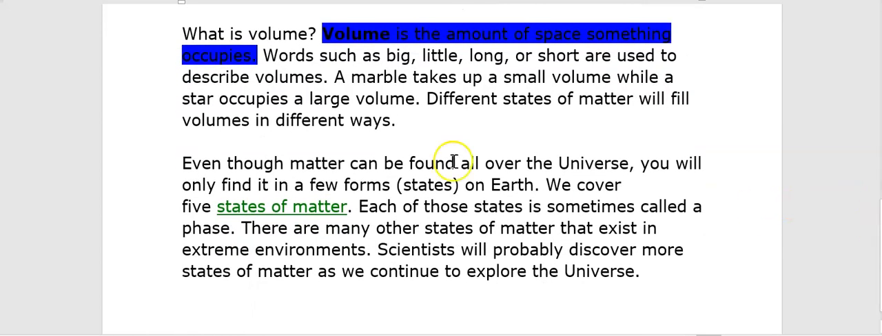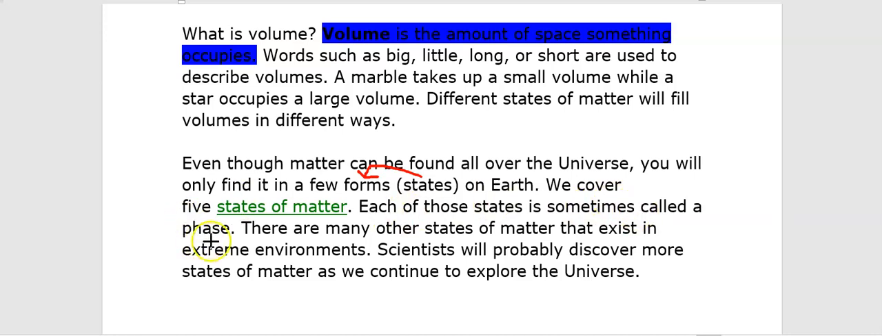The last paragraph starts out in another direction. Even though matter can be found all over the universe, you will only find it in a few forms called states on Earth. No, that doesn't mean you only find matter in Michigan and not Florida. States, the fact that it's in parentheses here means it's telling you more about what they meant when they used the word forms. We cover 5 states of matter, although we're going to focus mostly on 3 of them, but it's fun to know about the other 2.